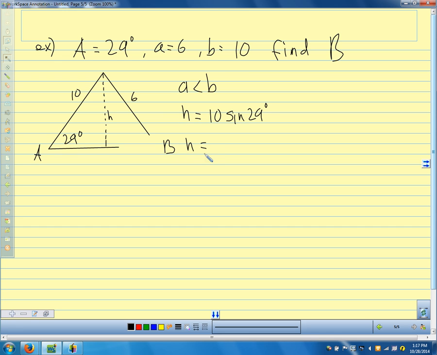So when I calculate this in my calculator, the height is 10 sine 29. So my height equals, when I calculate this, I get 4.85. Well, A is less than B, and A is bigger than the height. That tells us we have two triangles.